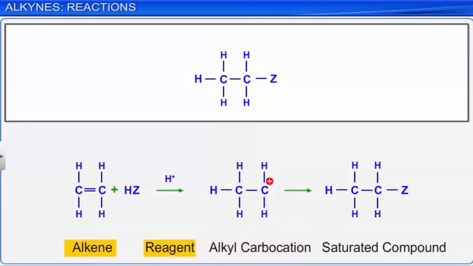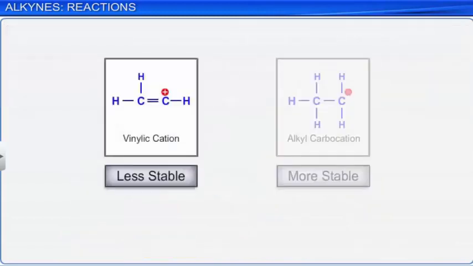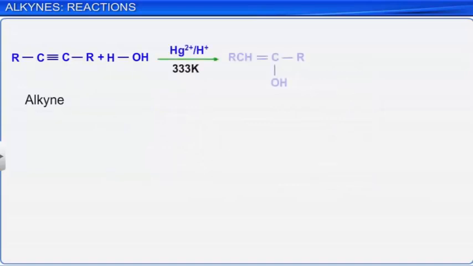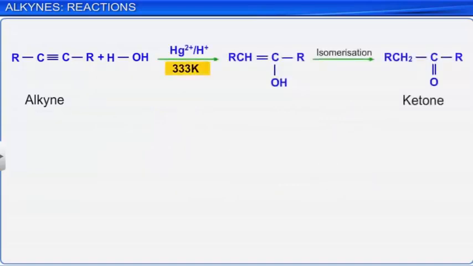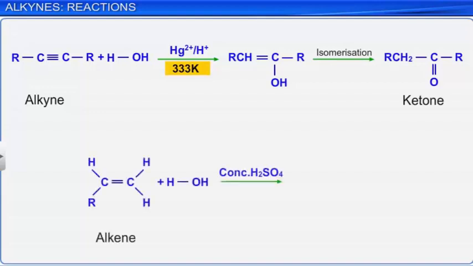As vinylic cation is less stable than alkyl carbocation, alkynes are less reactive towards addition reactions than alkenes. Hence, the addition reactions of alkynes take place under drastic conditions when compared to the addition reactions of alkenes. Let's go through some addition reactions of alkynes.